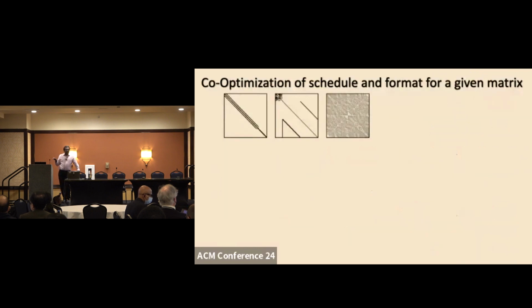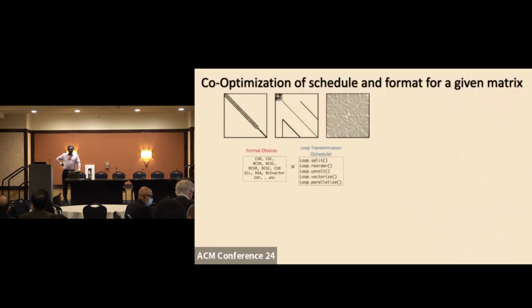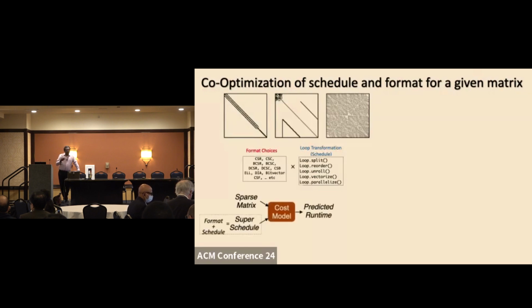So here are three types of matrices. One has these block diagonals, another has a couple of diagonals, but there is some unstructured data in the beginning. The third one is just a random distribution of data all over the matrix. What we want to do here is choose a specific format for that data and also come up with the loop transformations to get the best performance. So given a sparse matrix, and given the format and the schedule, we can come up with a cost model to predict the runtime.